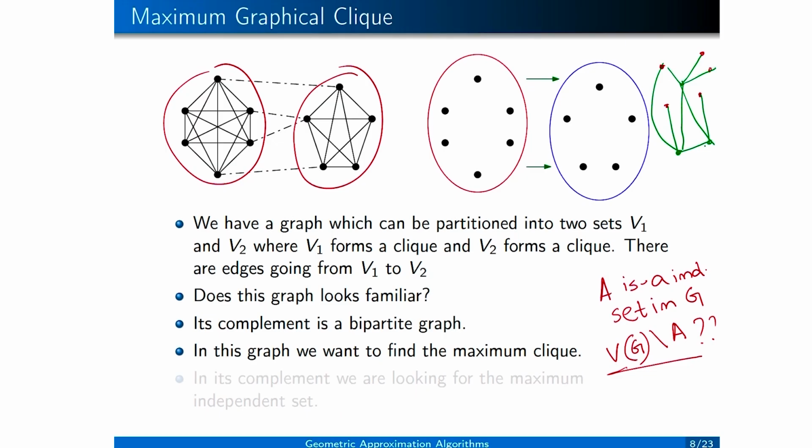Again, we started our journey from the complement of a bipartite graph. What are we trying to find? Maximum clique. We move to a bipartite graph, where we are looking for a maximum independent set. What is the complement of a maximum independent set? It is a minimum vertex cover. Now, in a bipartite graph we are looking for a minimum vertex cover.